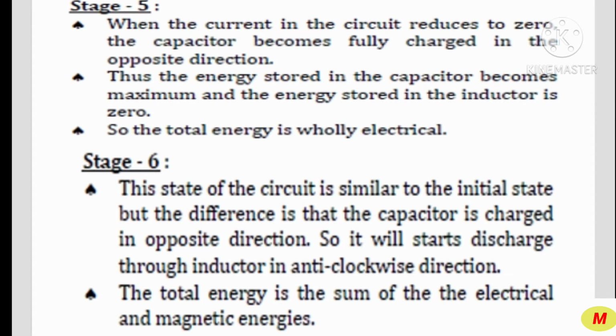Next one is stage 5. When the current in the circuit reduces to 0, the capacitor becomes fully charged in the opposite direction. Thus, the energy stored in the capacitor becomes maximum and the energy stored in the inductor is 0. So, the total energy is wholly electrical. Next one, stage 6. This state of the circuit is similar to the initial state, but the capacitor is charged in the opposite direction. So, it will start to discharge through the inductor in anti-clockwise direction. The total energy is the sum of the electrical and magnetic energies.